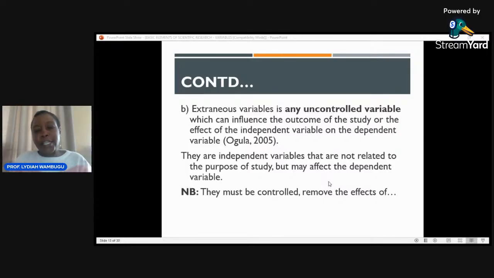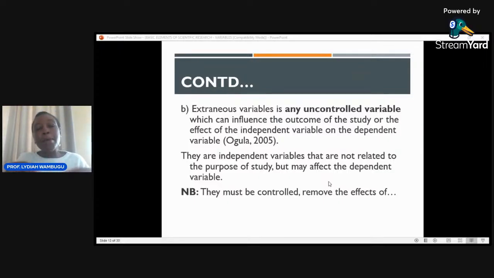If I am doing a study, for instance, of divorce in contemporary society, and I realize that probably men are not so free to talk about divorce, so what will I do? I will use only women. So I have removed gender as an extraneous variable. So I am only using the female.